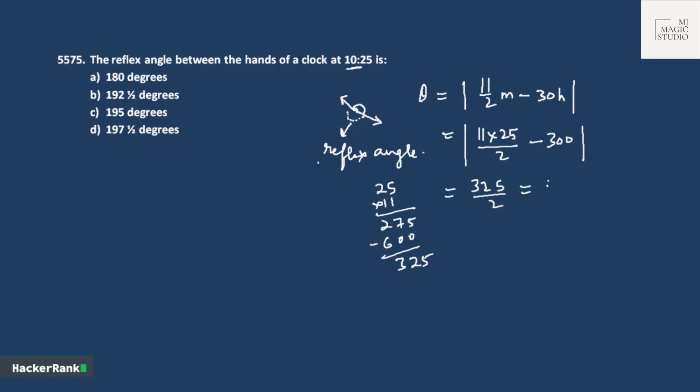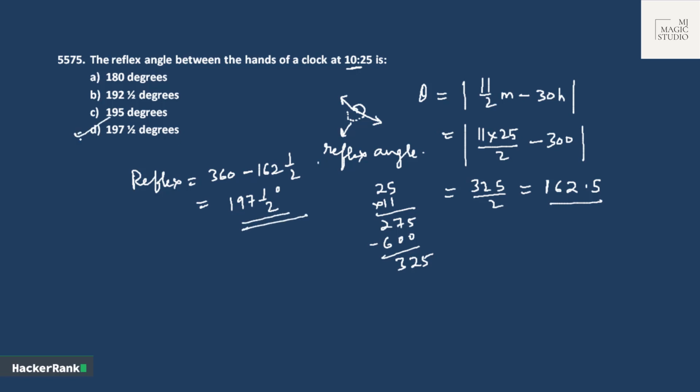So angle would be 325 by 2, that is 162.5 degrees. So reflex angle would be 360 degrees minus 162.5. So if I deduct 160, I'll get 200. So 197.5 degrees is the reflex angle, that is in option D.